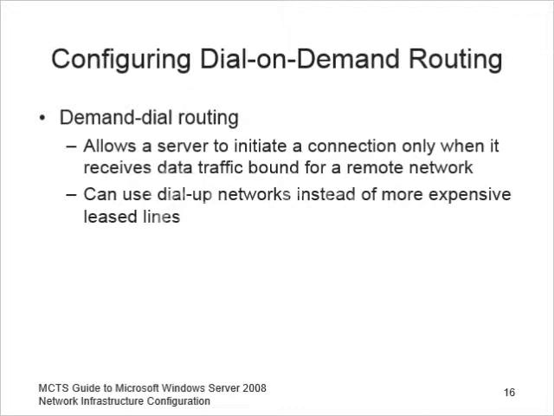The first step in deploying the demand-dial routing is to configure a demand-dial interface on each computer you wish to function as a demand-dial router. You can configure this interface by using the demand-dial interface wizard when you initially set up the routing and remote access, or as an option after the RAS service has already been configured and enabled, you can use the wizard as well.